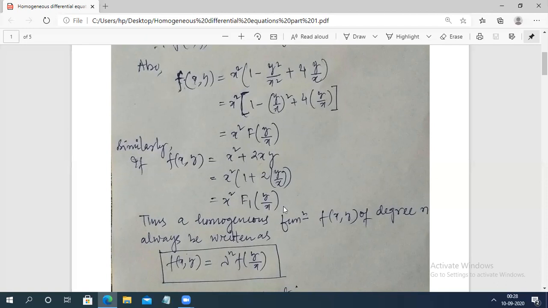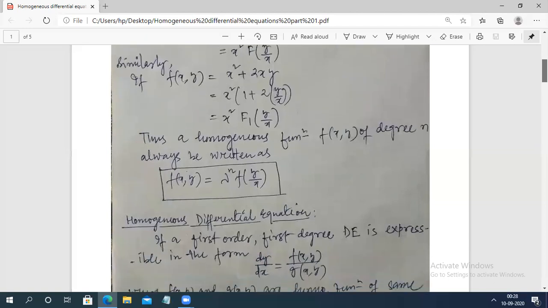So any homogeneous function f of xy of degree n can also be written in the form f of xy is equal to x raised to the power n f of y by x. Clear?